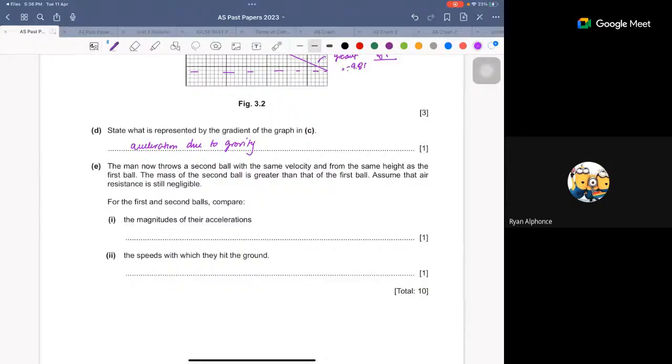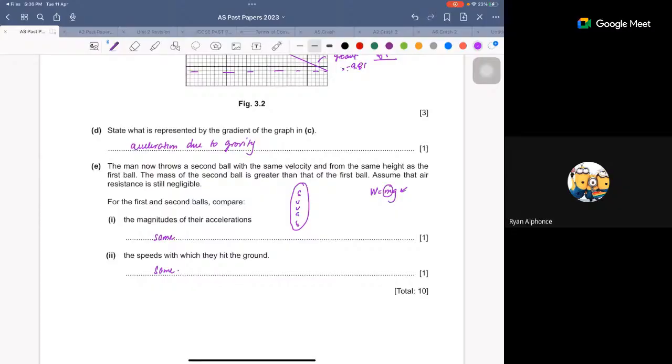So the magnitudes of acceleration: same. The reason is in the formula, mass doesn't affect g. It affects weight. So acceleration due to gravity stays the same. And the speed at which they hit the ground is also the same. If you notice in the equation SUVAT, there is nothing about mass.